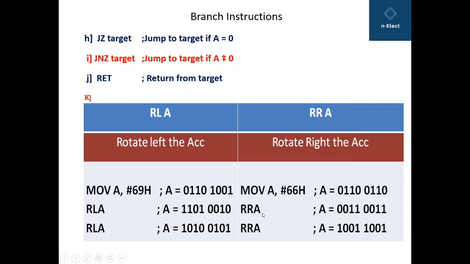Now after RRA, the data in the accumulator will be moved to the right, means the rightmost bit will be brought in as the leftmost bit. So here we will get 0011 0011. This data will be the next data in the accumulator after execution of RRA. Again we are executing the same instruction RRA. Again the rightmost bit 1 will now be the leftmost bit. So the new data will be 1001 1001.